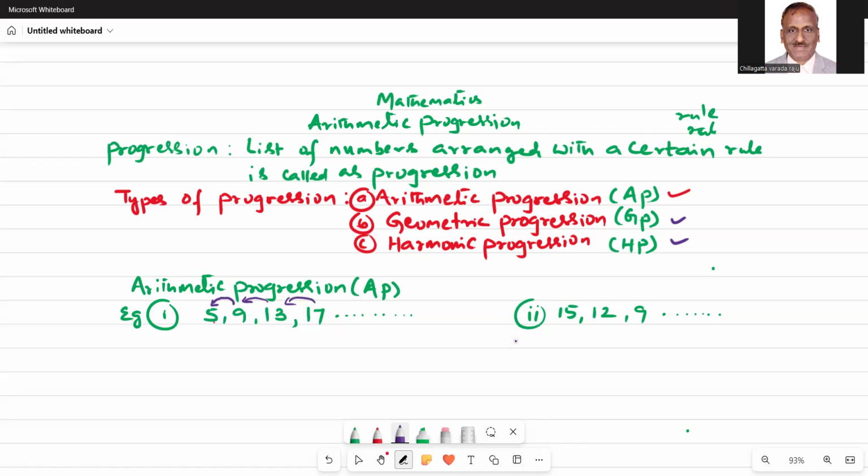That means the consecutive terms of the progression differ by a constant number in this list. What is that constant number? It's differing by plus 4. So 5 plus 4 is 9, 9 plus 4 is 13, 13 plus 4 is 17. So the common difference exists among the terms of the progression, and we call that progression an arithmetic progression. The rule is that by adding the common number, you get the subsequent terms of the progression.